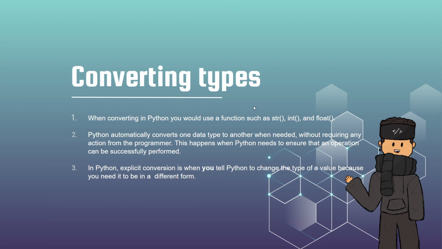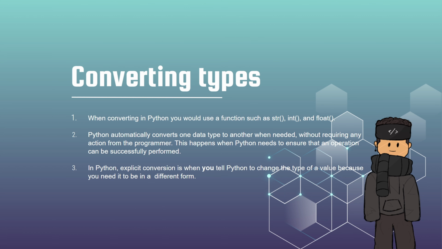When converting in Python, you would use a function such as str, int, and float. Python automatically converts one data type to another when needed, without requiring any action from the programmer. This happens when Python needs to ensure that an operation can be successfully performed. In Python, explicit conversion is when you tell Python to change the type of a value because you need it to be in a different form.